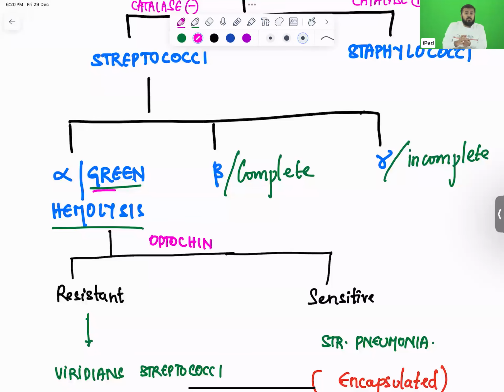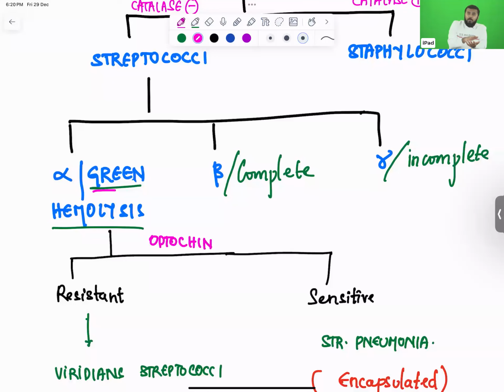Where are you doing this hemolysis? On which agar are you doing it? You are doing it on blood agar. I hope you remember what is blood agar. I also taught you how to prepare blood agar, how to prepare chocolate agar also, right? So on the blood agar, you do this.